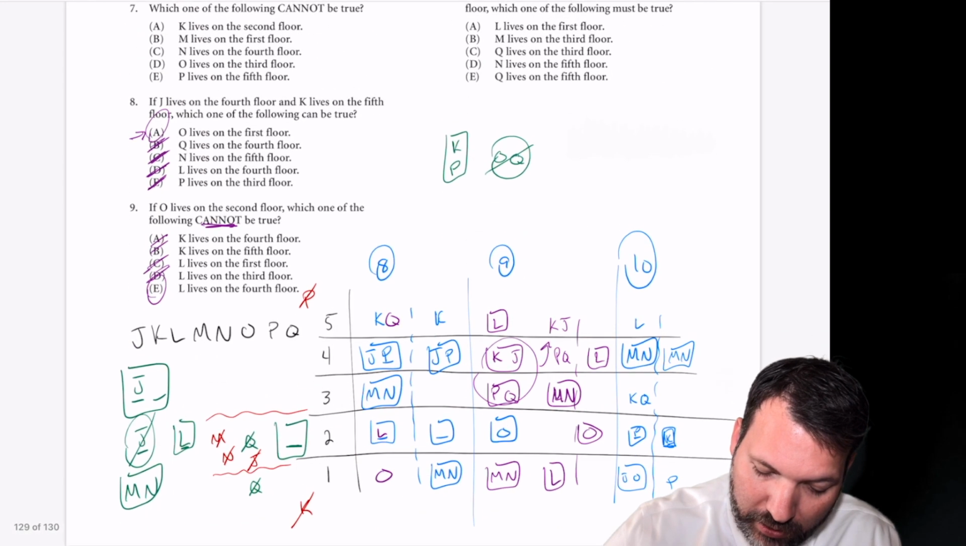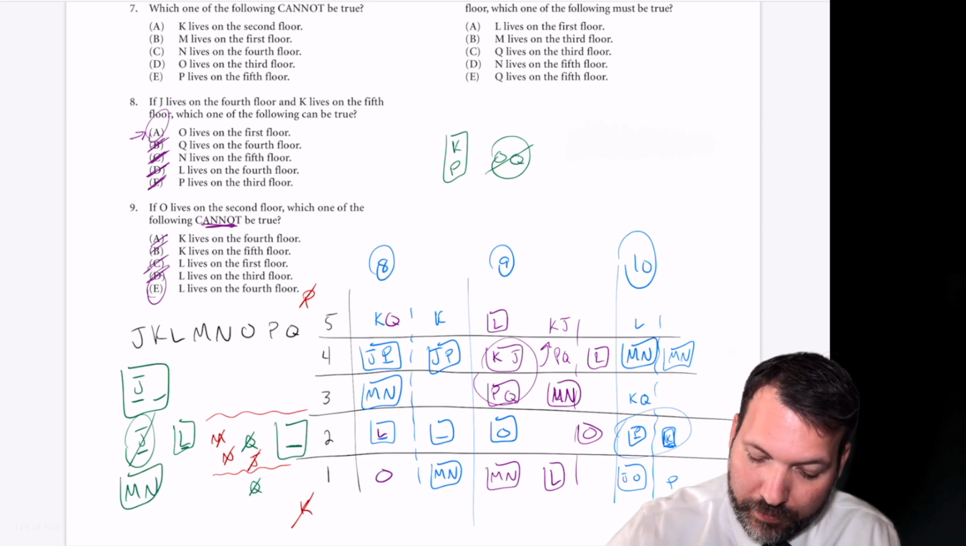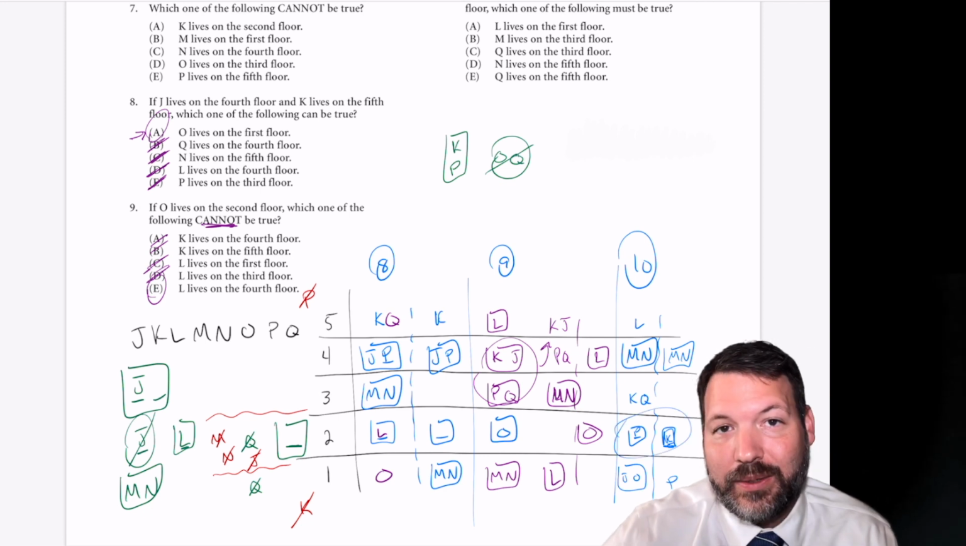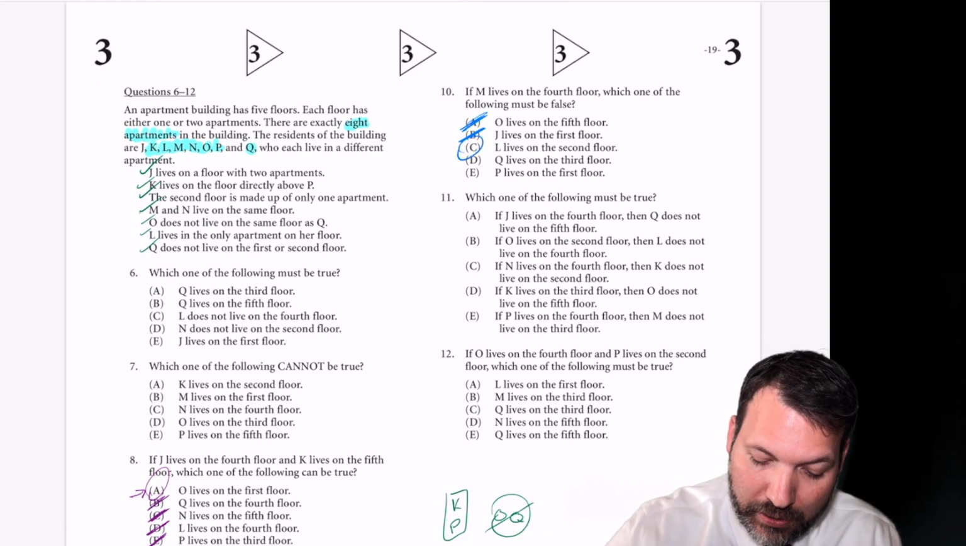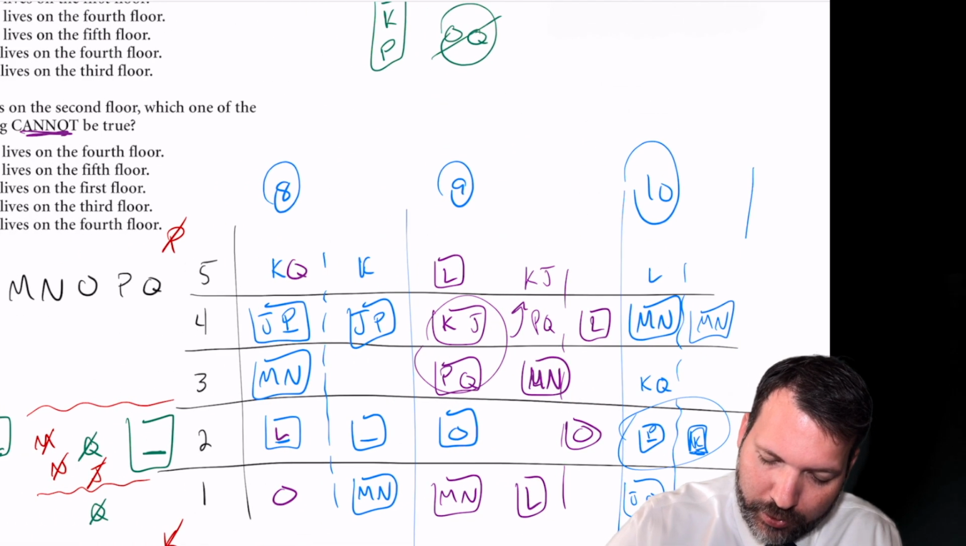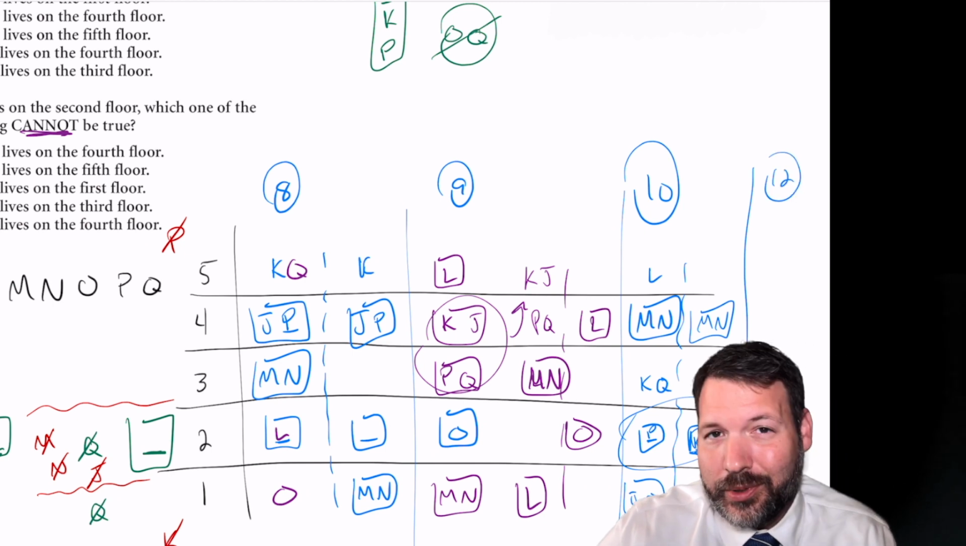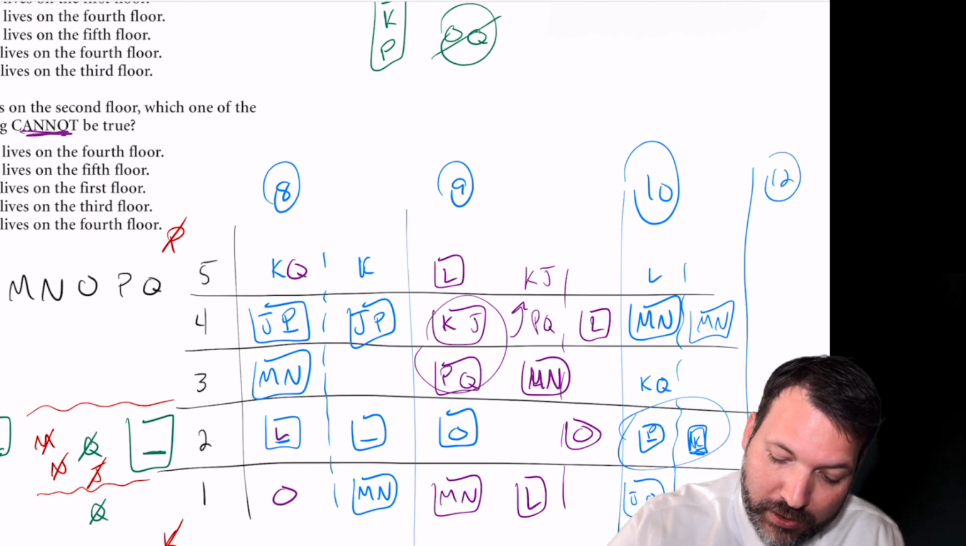L is on the 2nd floor. That's the one. No, that's impossible. It has to be either P or K on that 2nd floor. So actually that was a little easier than I expected. Number 12, we're really pushing it, running out of room here. And again, that's the issue with the way we drew the diagram, but that's just the way it goes.